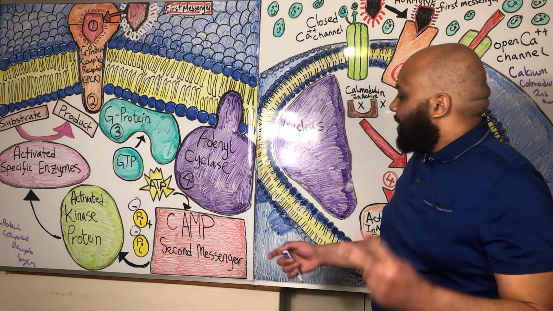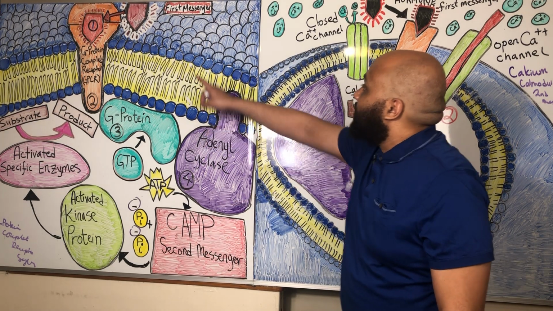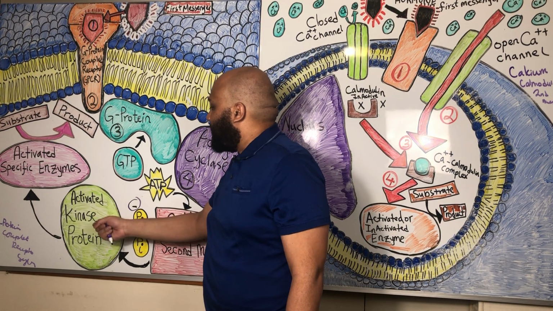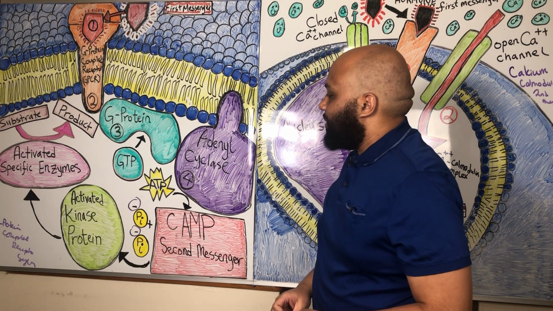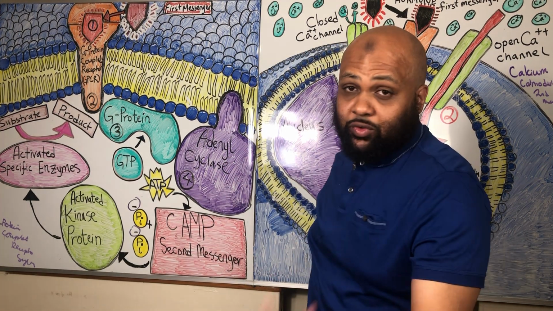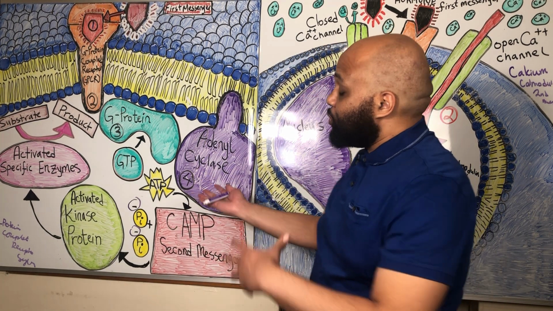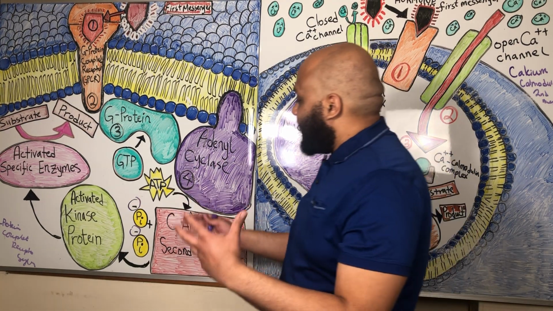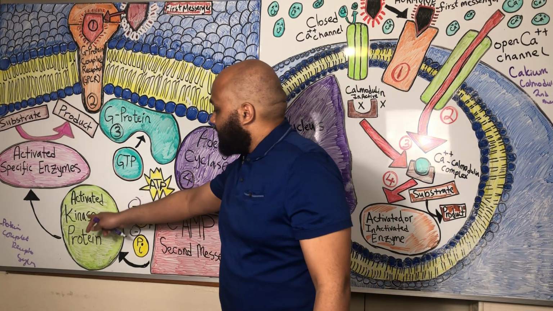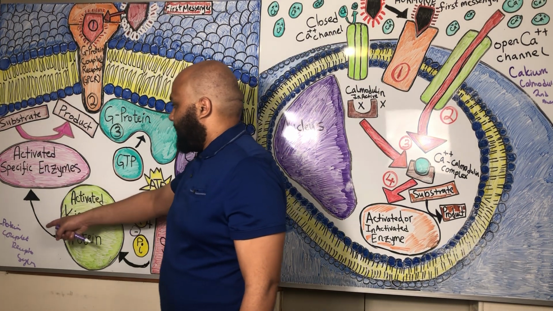This cyclic AMP, this adenine monophosphate, is the second messenger that will relay what my first messenger is ultimately trying to do. And what it will do is go and activate an enzyme known as a protein kinase, and the protein kinase usually leads to phosphorylation. This kinase, which used to be inactive, becomes activated when cyclic AMP is initiated. Then the activated protein kinase will go and will phosphorylate.